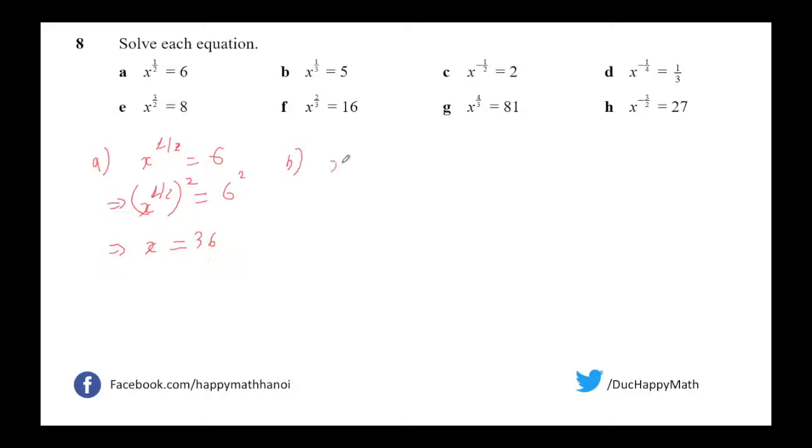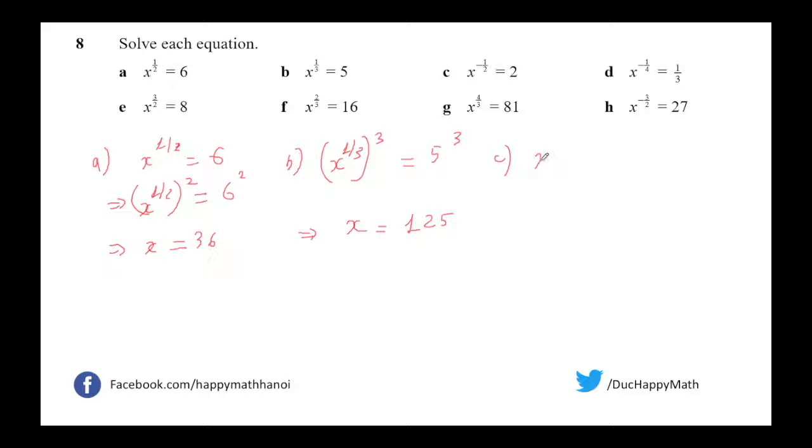B. You got the power number of x here 1 over 3, so I want to get x power to 1. It means I have to put cubic both sides of the original equation. You got 8 here and you got 125.